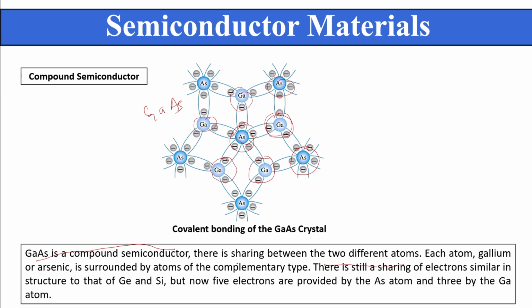Each atom, gallium or arsenic, is surrounded by atoms of the complementary type. That means gallium is surrounded by arsenic, and arsenic is surrounded by gallium. There is still sharing of electrons, similar to the structure of silicon, but now 5 electrons are shared by the arsenic atom and 3 by the gallium atom. You can see it in the structure.